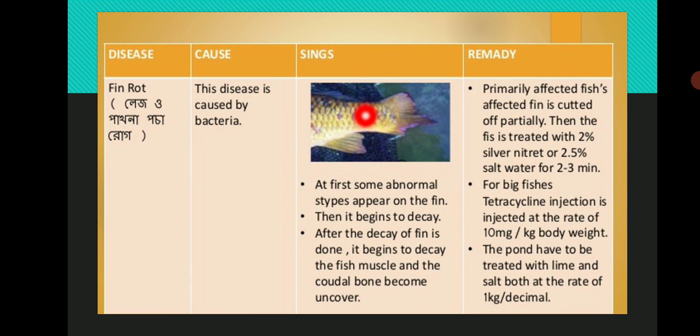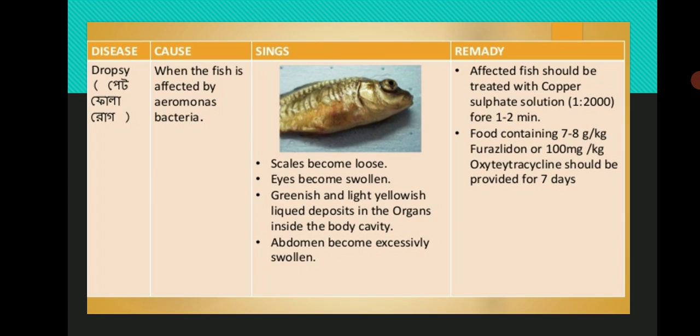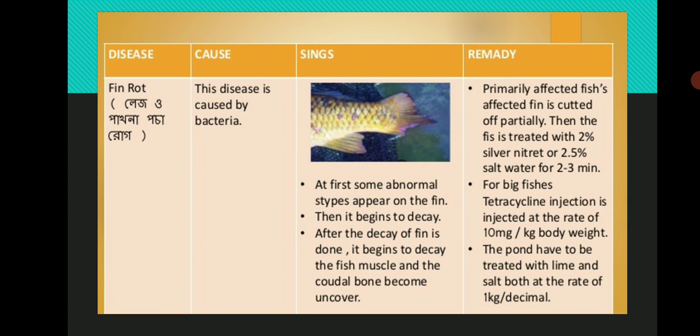Fin rot. Here a fish affected with fin rot is shown. The cause is a bacteria. At first, an abnormal sign appears in the fin. Then it becomes decayed. After the decay of the fin, it begins to decay further, and fish muscle and collarbone become uncovered.